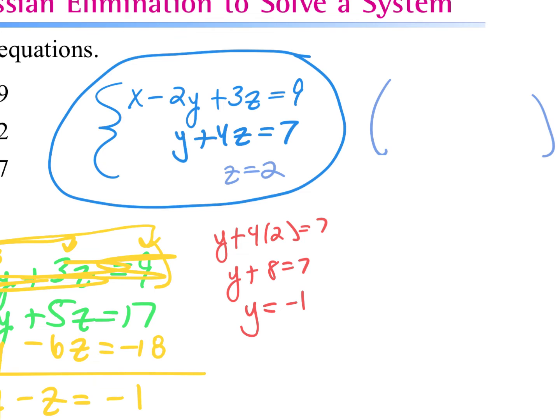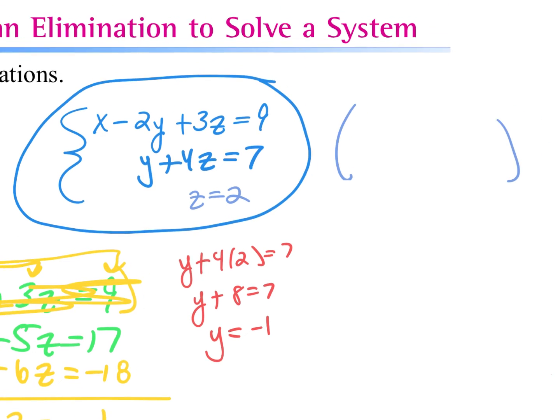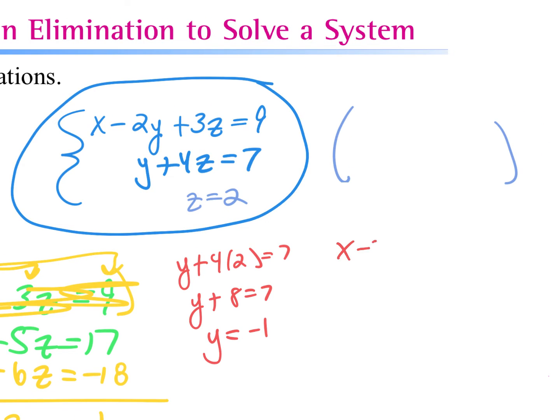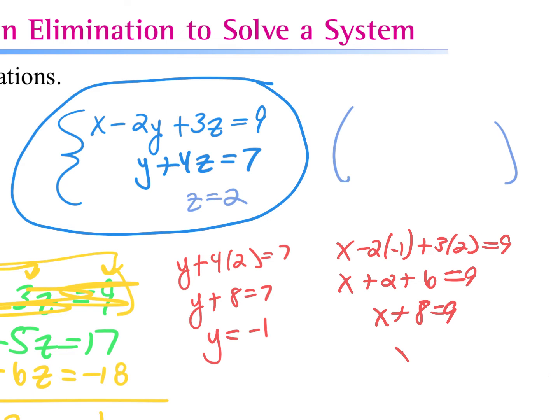All right, so I know what z equals. I know what y equals. Let's find out what x equals. So x minus 2 times negative 1 plus 3 times 2 equals 9. X plus 2 plus 6 equals 9. X plus 8 equals 9. So x equals what? 1. So my ordered triple is 1, negative 1, 2.